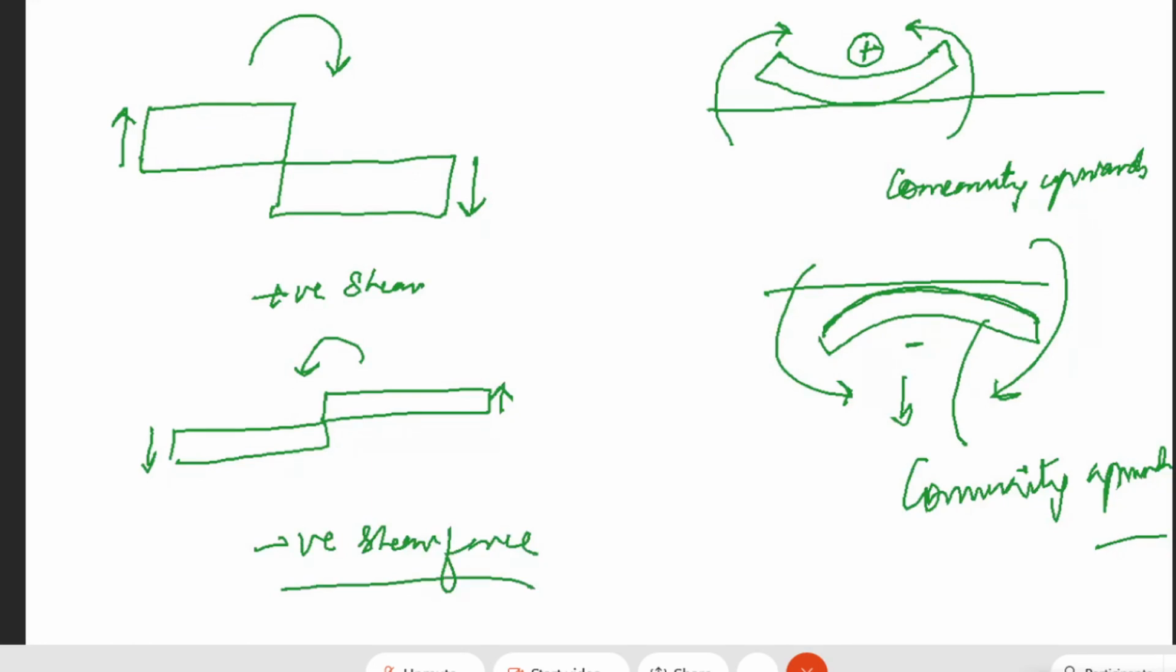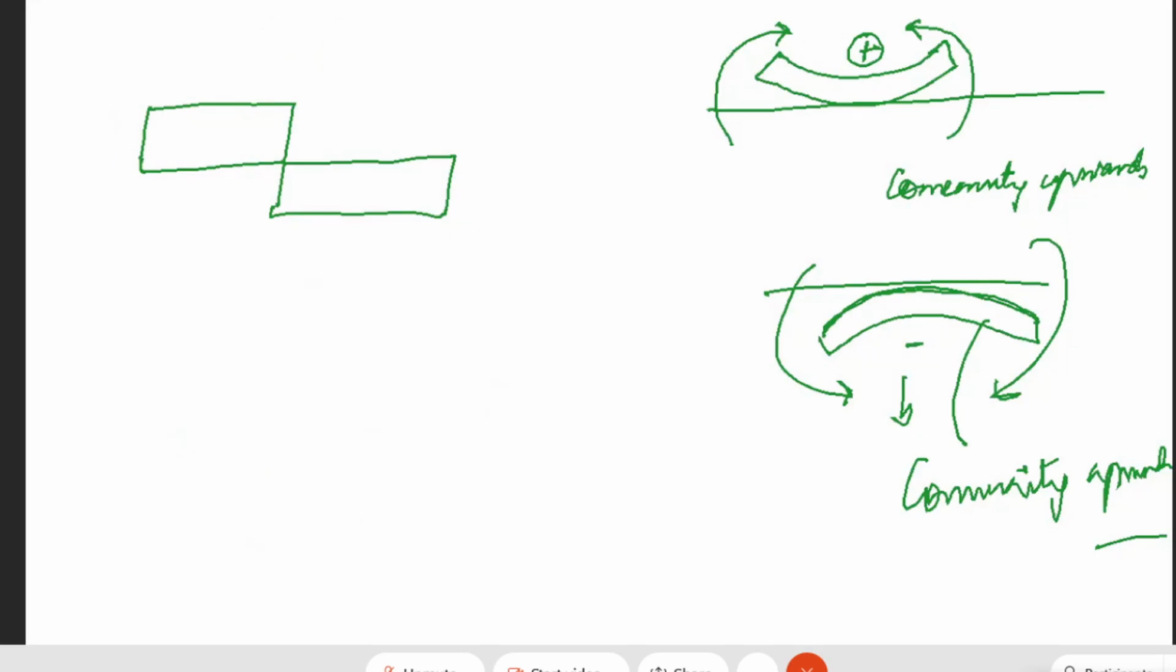Now, what is shear force actually? I'll make you understand with one of the examples. We have a simple cantilever and it is being loaded with some load. Let's say that load is 4,000 Newton, and it is at a distance of 2 meters from the end A.